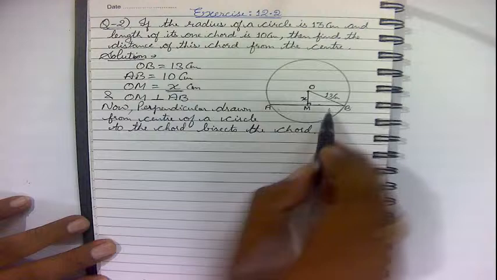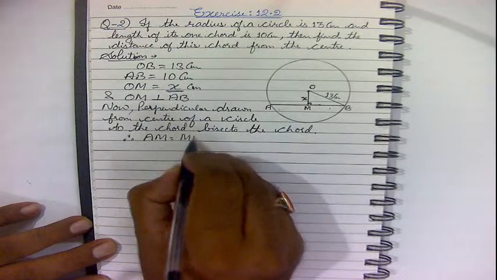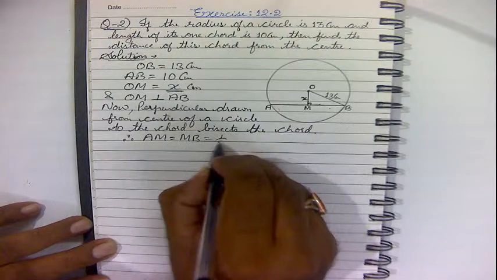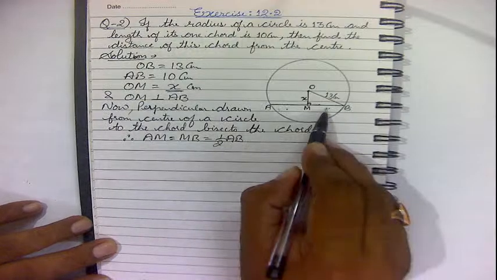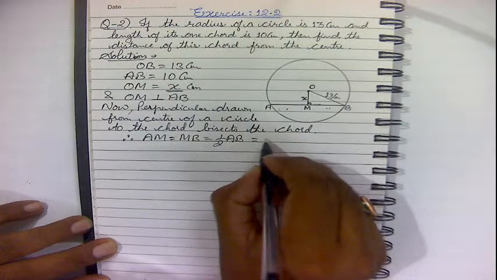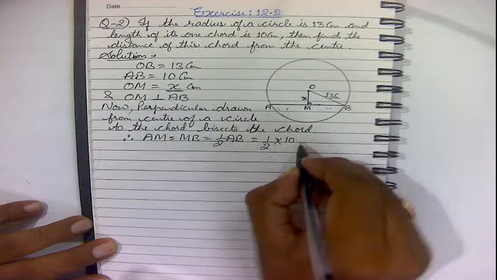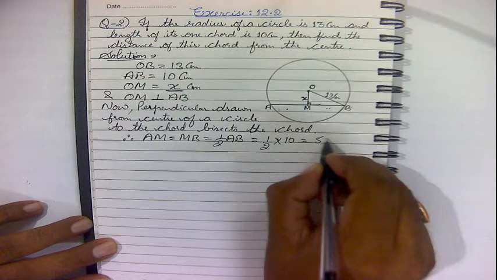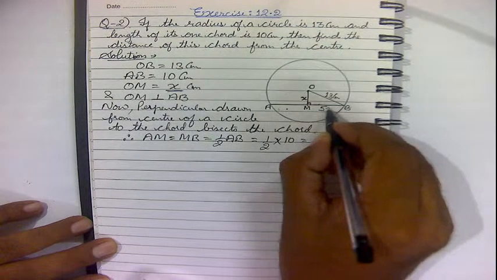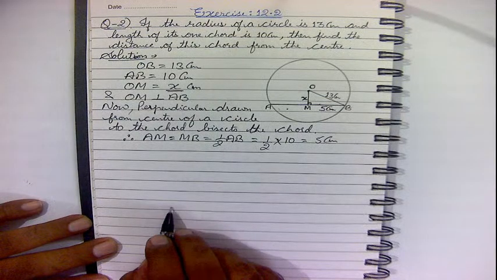So with this, AM is equal to MB is equal to half of AB. These two parts AM and MB both are equal and they are half of AB. And when we say half of AB, it means it is half of 10, that is 5 centimeter each. So MB becomes 5 centimeter.